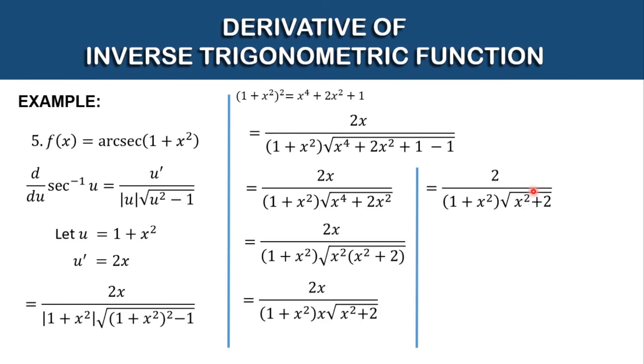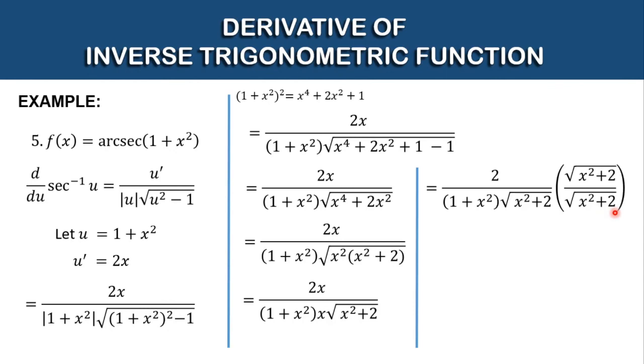In the denominator, still we have the quantity of 1 plus x squared, then times the square root of x squared plus 2. So ito yung natira dun sa kanina sa ating radical sign. We can have this as our final answer, or if you want to rationalize this, multiply lang natin yung numerator at denominator sa square root of x squared plus 2 over square root of x squared plus 2.